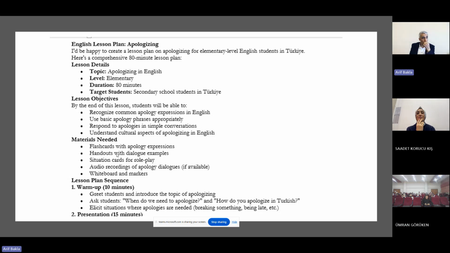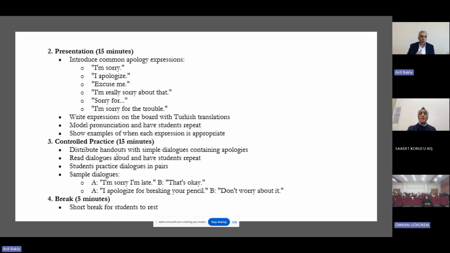Something like, could you please prepare a lesson plan for teaching elementary students for 2 hours? The topic is apologizing in English. That's it. And this detailed plan with the next pages, let me show them, came out. Okay. And I said, there is a 5-minute break between the 2 hours or 2:45 minutes.